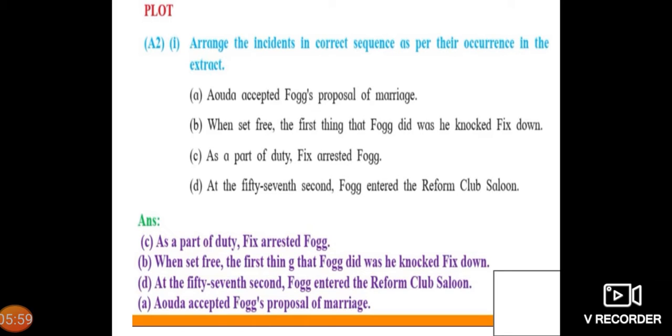At the 57th second, Fogg entered the Reform Club saloon. So you have to arrange over here the points. The first will come as a part of duty, Fix arrested Fogg. Then, when set free, the first thing that Fogg did was he knocked Fix down. And the last will order, expected Fogg's proposal of marriage.